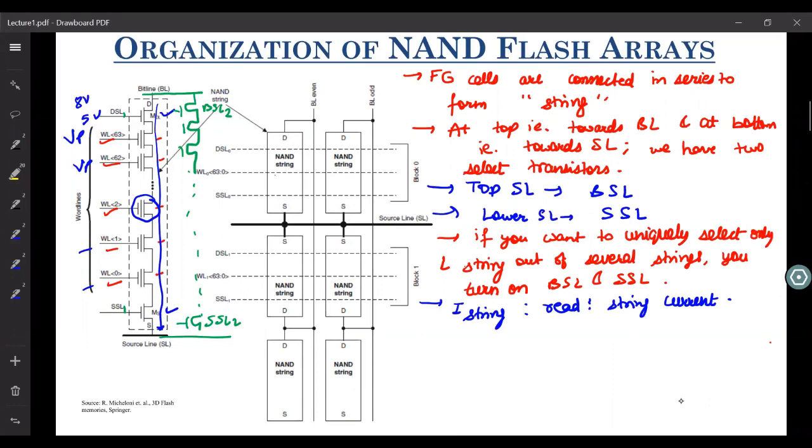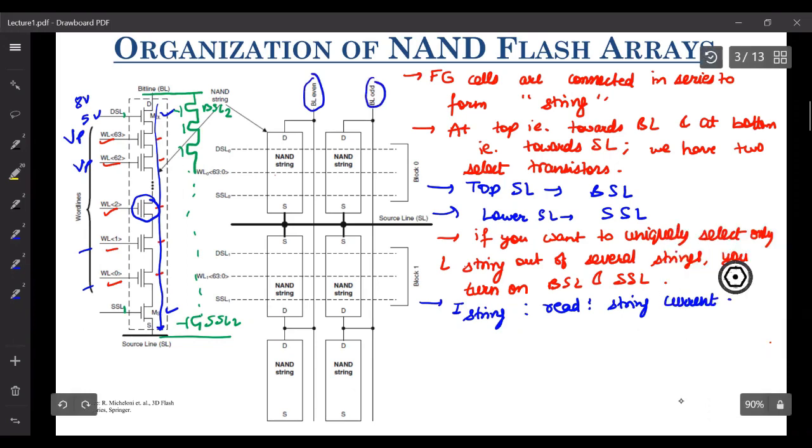And how they are organized is, there are several banks of these bit lines. So there is this even bit line and there is this odd bit line. Several such NAND strings are connected to these bit line banks, I would say. So you have this bit line connected to several strings, you have that bit line connected to several strings, and then they also share a common source line. That is how these strings are organized within your flash array.